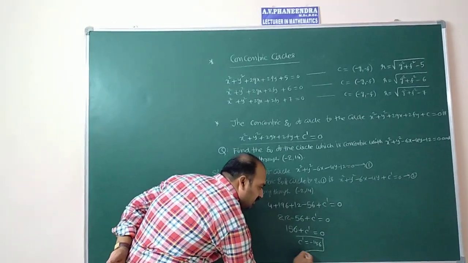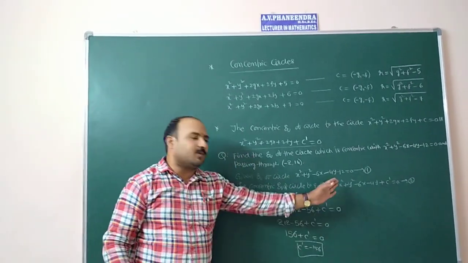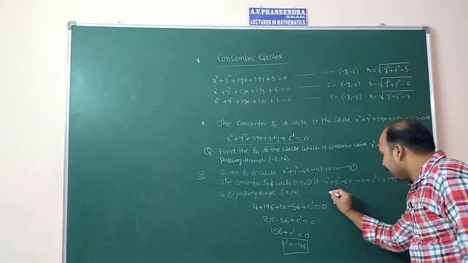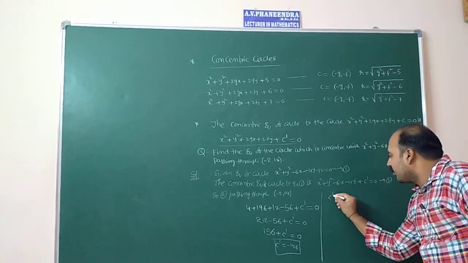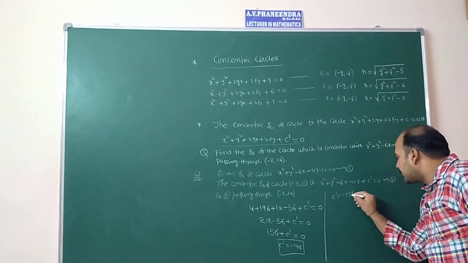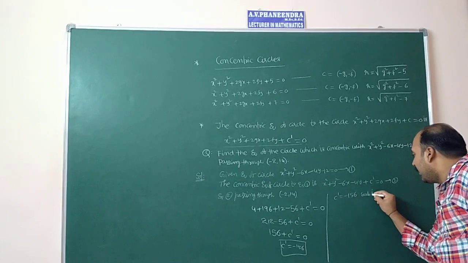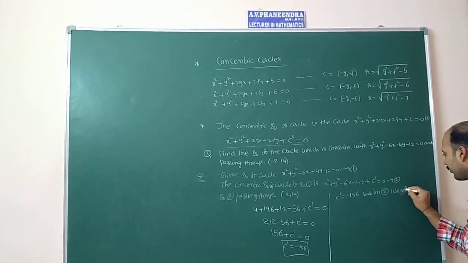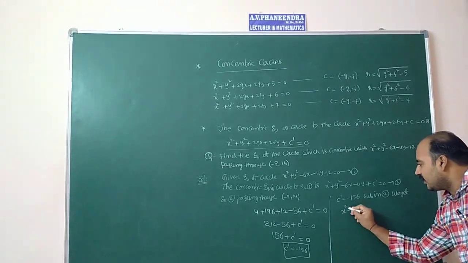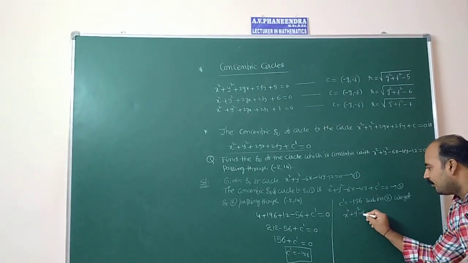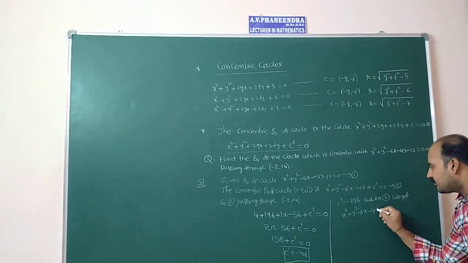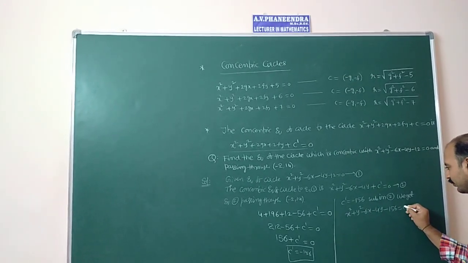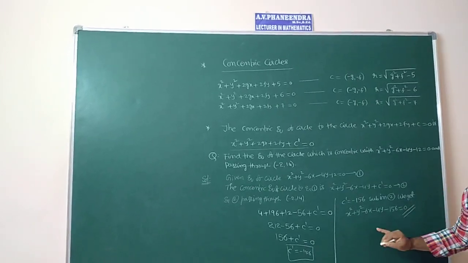This c dash value, substitute in equation 2, and we can get the required equation of circle. c dash equal to minus 156. Substitute in required equation 2, we get x square plus y square minus 6x minus 4y minus 156 is equal to 0.